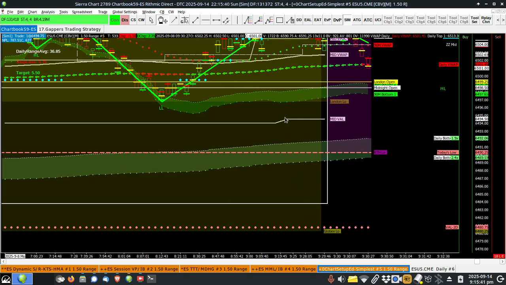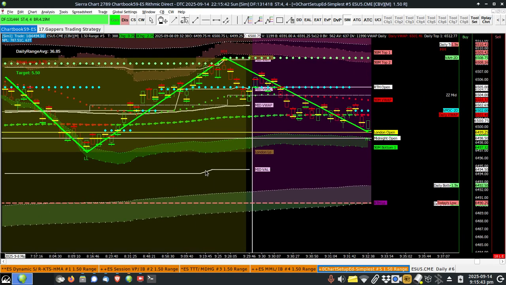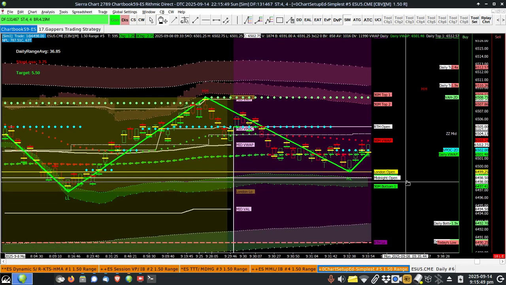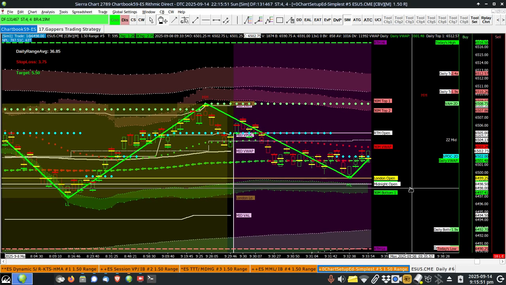Okay. Now, I'm kind of cheating a little bit because you can see where today's high and today's low is. There's today's high. There's today's low, and this was last Monday. Okay. So, what we've got here is I put a zigzag just so you could very clearly see what's going on.